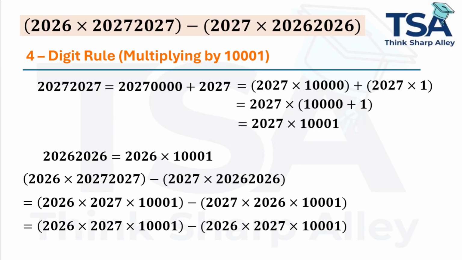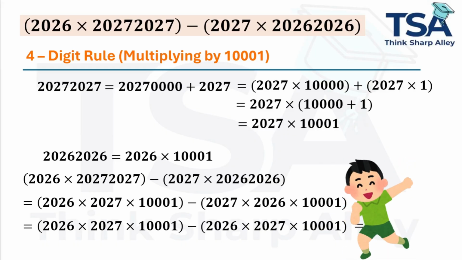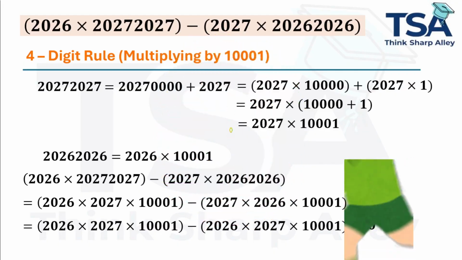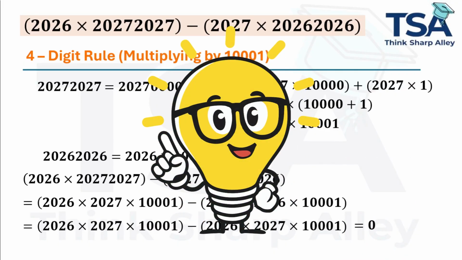So we are now subtracting two quantities that are completely, totally identical, which means the entire massive, intimidating expression collapses beautifully down to 0. No calculator, no stressful algebra, just pure pattern recognition. That is the power of thinking smart and not hard.